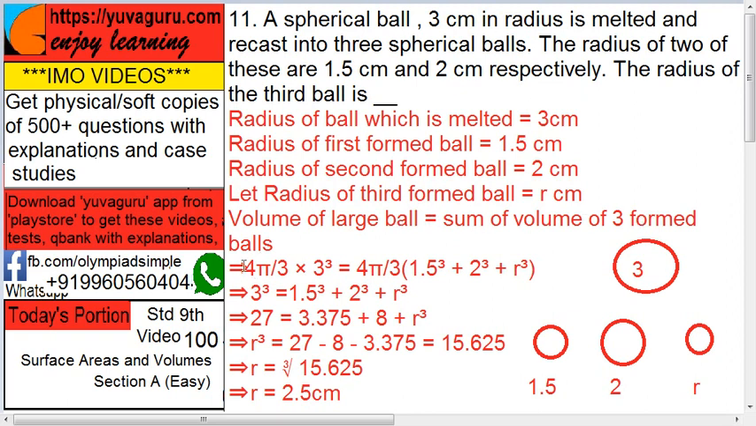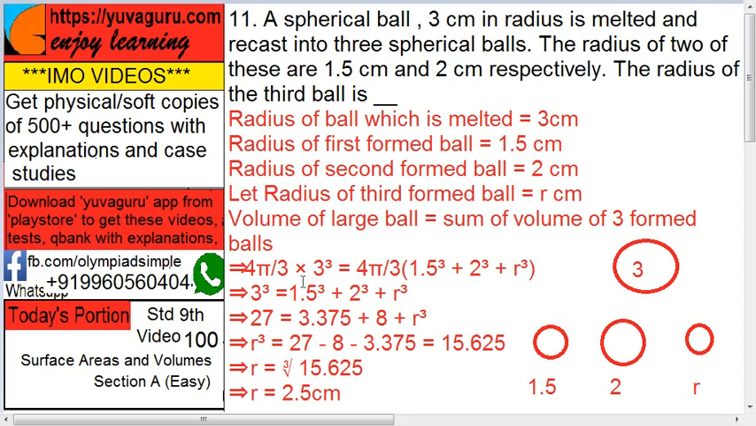So 4 upon 3 pi r cube equals 4 upon 3 into pi into, now r cube is over here, 3 over here, 1.5 cube plus 2 cube plus r cube. So 4 pi upon 3 gets cancelled. 3 cube, now we can solve this. This is 27, then this is 1.5 cube, 3.375.